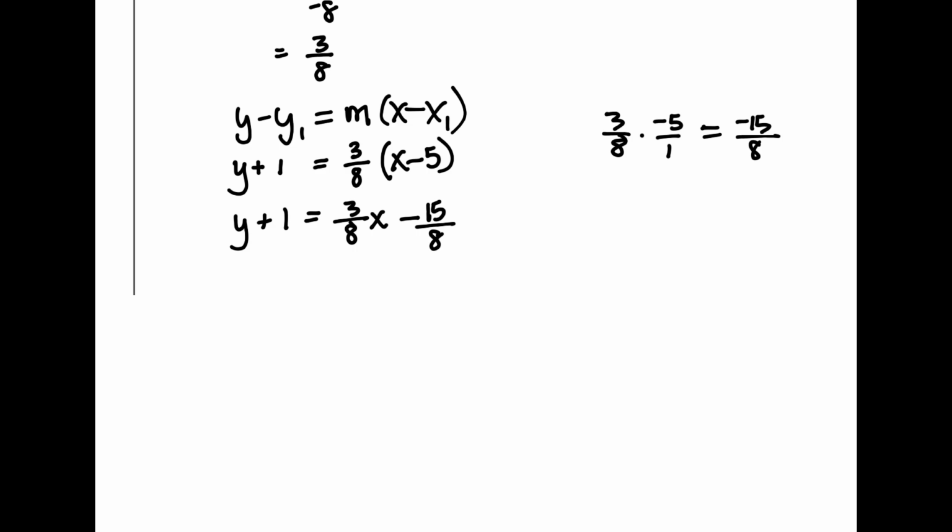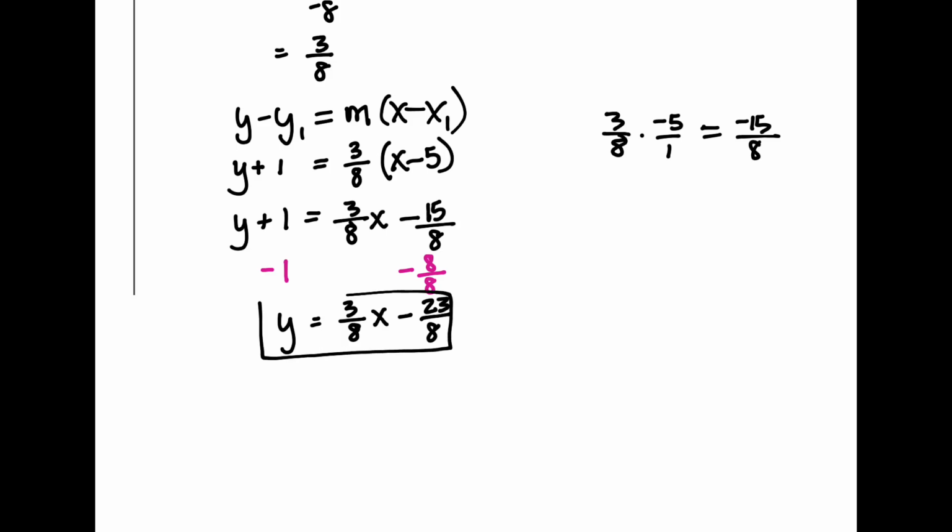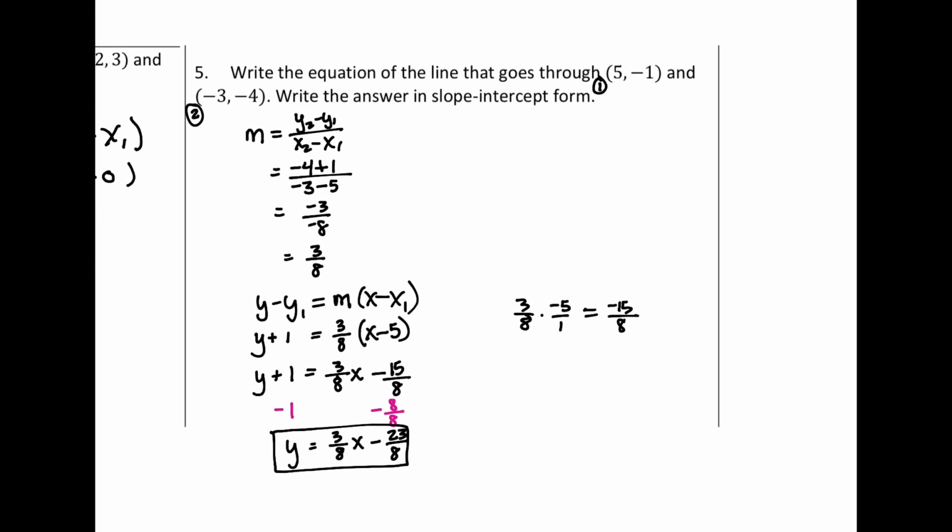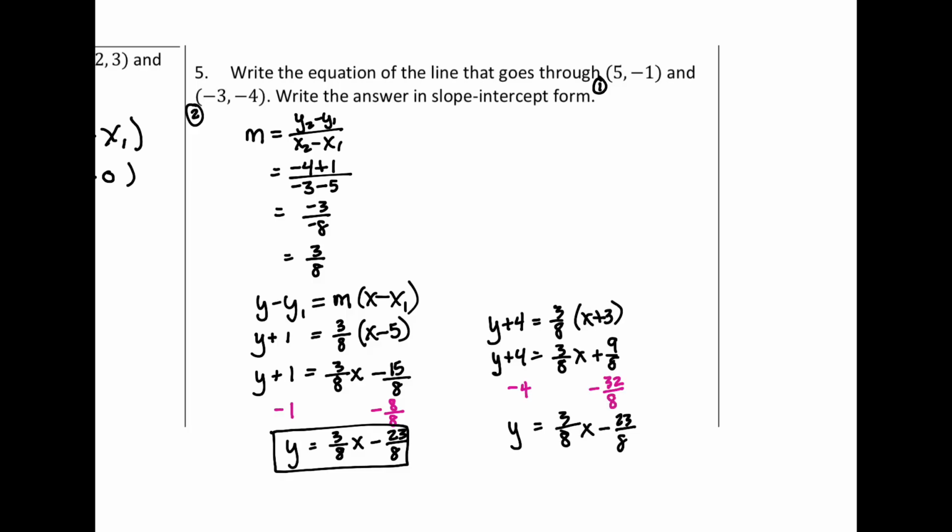Okay, so now I'm going to subtract 1, but over here I'm going to subtract 1 in the form of eighths. So we get y equals 3/8 x minus 23/8. Okay, because that's so weird, you might want to try the other point and see if you get the same thing. And I did it really quickly so you can see that it is the same.